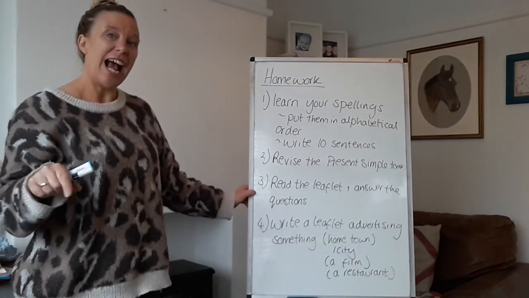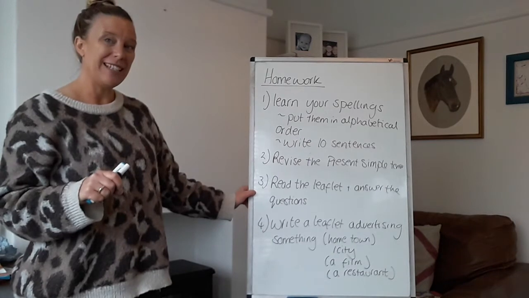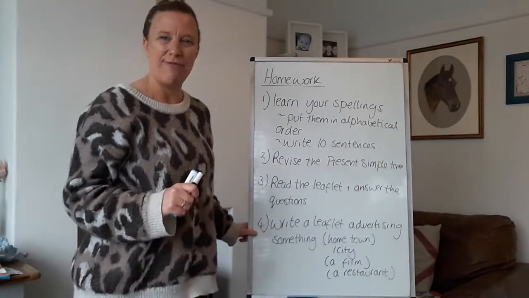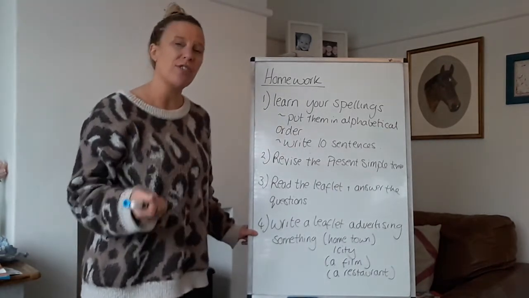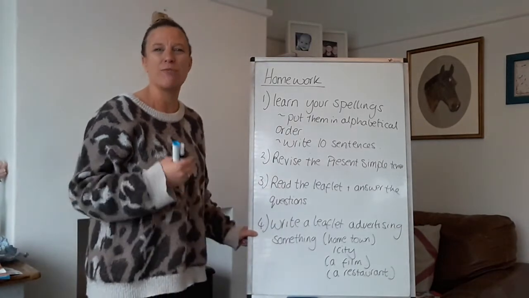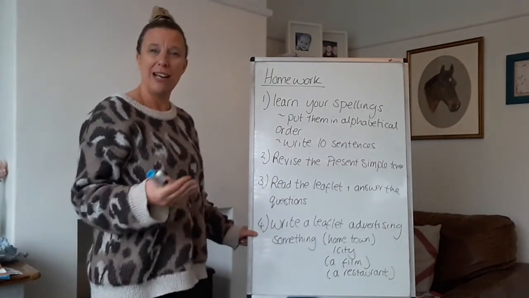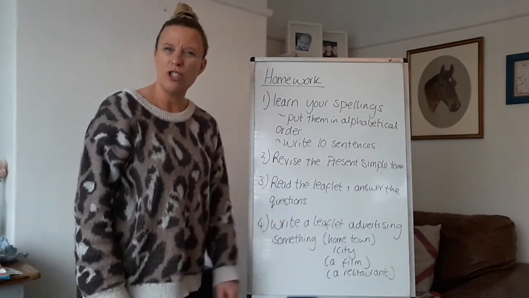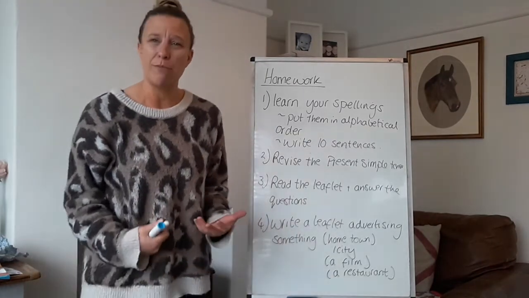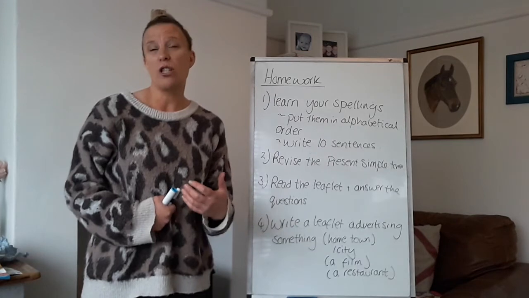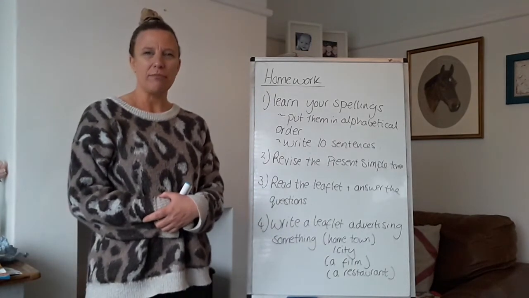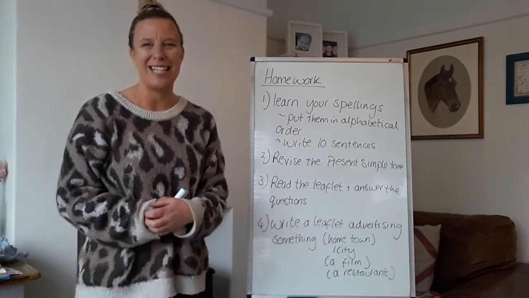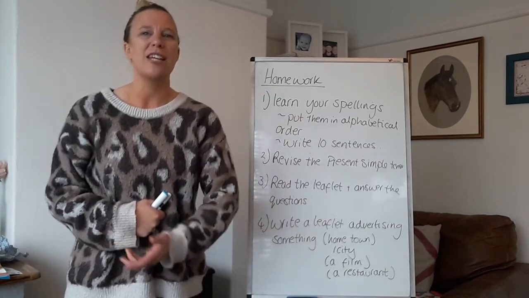Read the leaflet that's attached to this email and answer the questions about it. Then I want you to write a leaflet advertising something. So you could advertise your hometown or city. You could tell me how great it is, what there is to do there, what there is to see there. You know, a little leaflet encouraging me to go there. Or you could advertise a film or a restaurant, whatever you want to advertise. Try and use the present simple tense in there. To tell me lots of facts about it and lots of things about it that will encourage me to go to the restaurant, or encourage me to see the film, or encourage me to visit your city or your town.